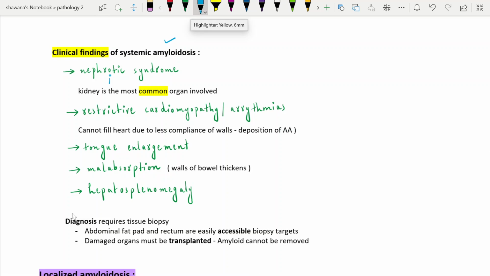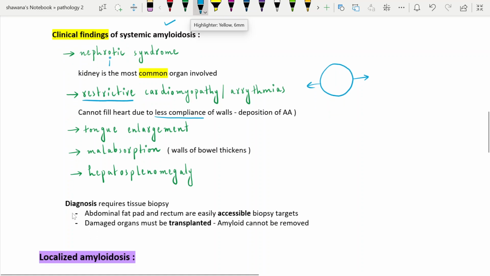Second is the heart. It will cause restrictive cardiomyopathy or arrhythmias. Why restrictive? Because the amyloid is deposited in the walls of the heart, and the walls of the heart become stiff and less compliant. It means that the walls of the heart cannot dilate, right? They cannot fill up with blood, for example, the ventricles and atria. So they are less compliant to blood due to the deposition of AA amyloid. So there is restrictive cardiomyopathy and arrhythmias.